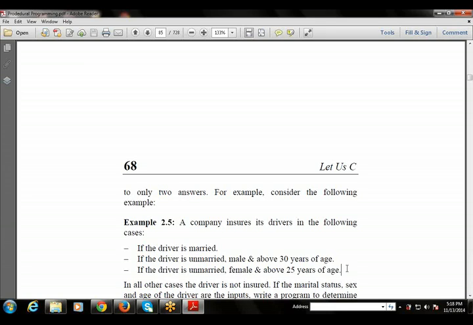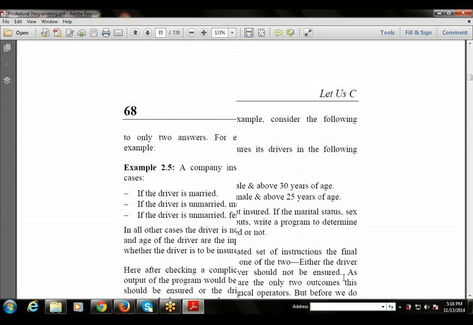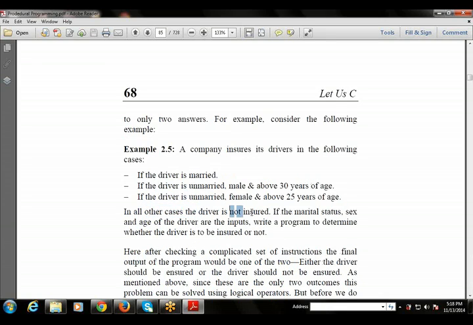So there is a difference between the conditions. One is married, one is unmarried. But if the driver is unmarried and male, then the age must be above 30 years, and if female, then above 25 years of age. In all other cases, the driver is not insured. So these are the cases in which the driver is insured, otherwise not insured.